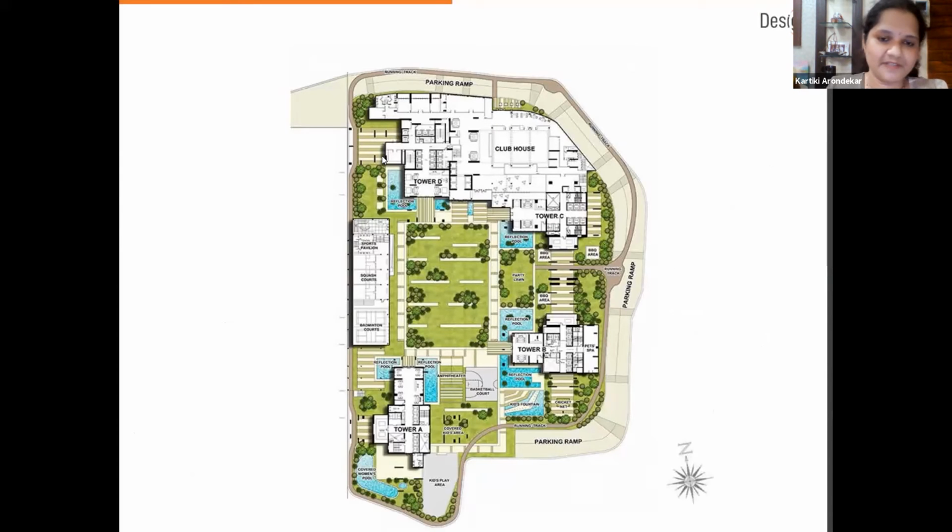Anybody can identify the issues in this layout? Yeah, Pragya, very nice. There are too many water bodies, and the maintenance for these small fragmented pools is going to be a lot. It is going to be equivalent to a large-scale swimming pool. So why not provide a large pool instead of having these fragmented water bodies?